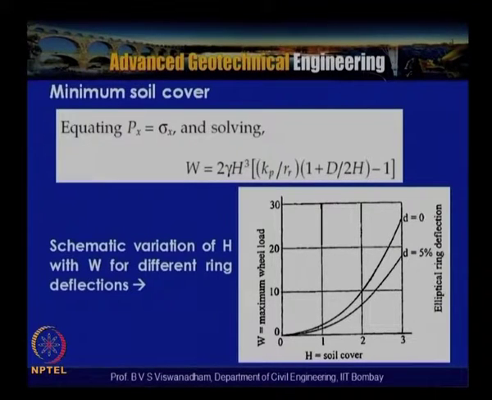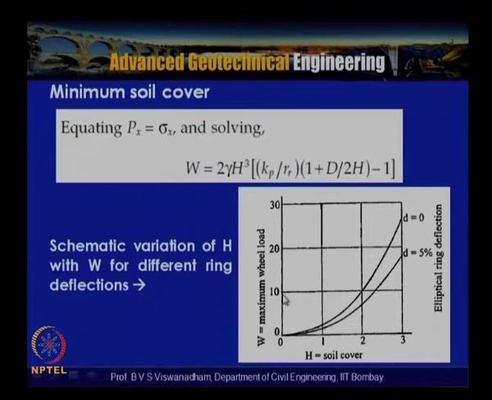If you look into this, for different values of phi, for a typical wheel load and different ring deflections, we can get the typical schematic variation of h, the soil cover. With the increase in soil cover, we can accommodate higher wheel loads. Let us say that for a ring deflection of 0%, a soil cover of about 2 units is required, and the maximum wheel load allowed is about 10 units.